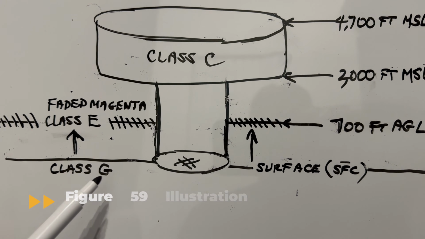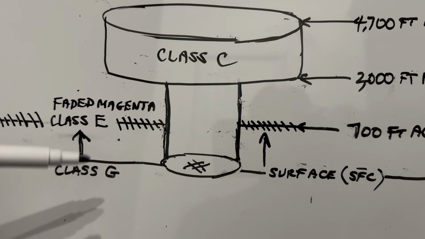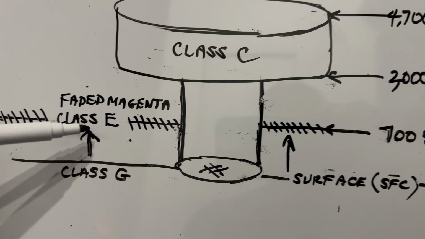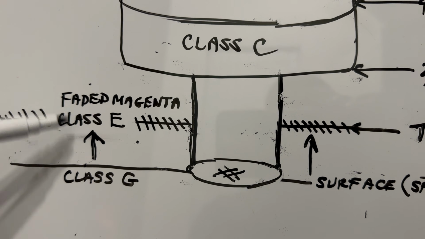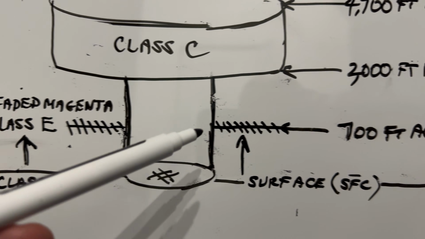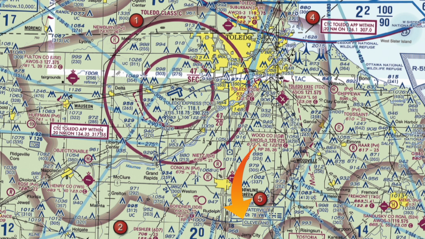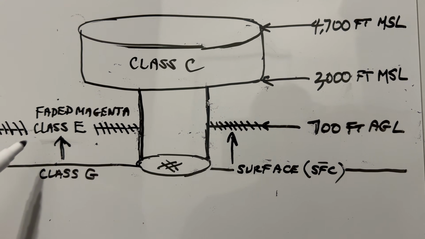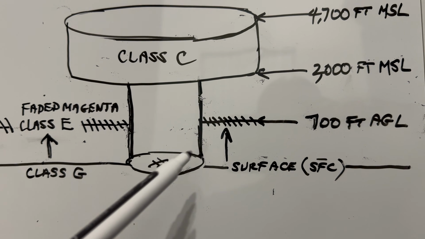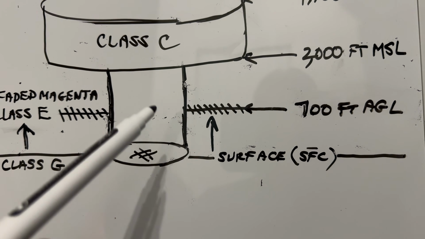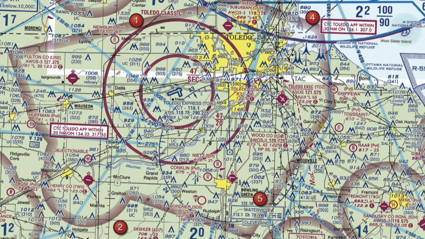See the surface where the airport runways are? That's Class G. Anything outside is Class G airspace. But as you go up into the faded magenta, starting at 700 feet AGL, that will be Class E airspace. It's a transition zone for aircraft that are arriving or departing from the main airport, and it will be Class C because those are solid magenta lines on the sectional chart.